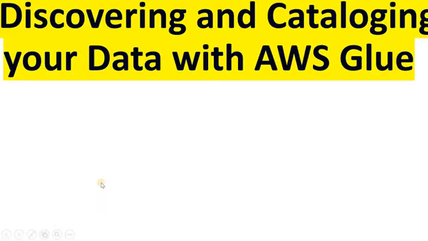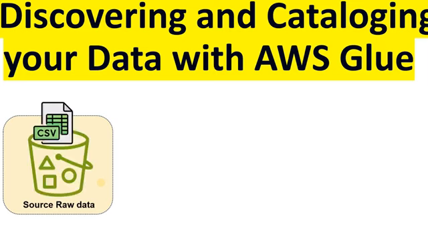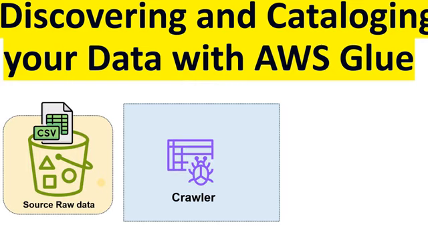Hi, in this video, I will show you how to discover and catalog your data using AWS Glue. Here we will have our source raw data in an Amazon S3 bucket that contains a huge list of CSV files. Now we will use the AWS Glue crawler service, which will discover the data from the source here, that is the S3 bucket, and load that data into the AWS Glue provided data catalog.